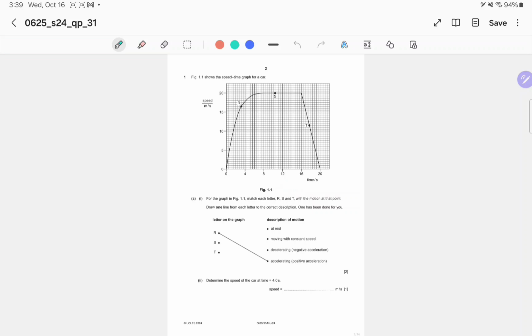Okay, so it is starting from 0 and increasing, so it's acceleration. It's been marked here, R is acceleration. And from R to S, the graph is flat, no movement, so it is at rest. And T, it's sloping down, so it may be negative acceleration or deceleration.